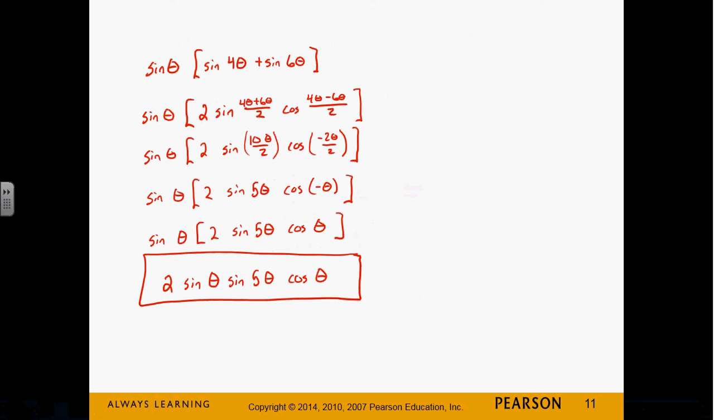Even odd property. Cosine of any negative angle is the same as the cosine of a positive angle. It's just an even odd property. Yeah, that's number three.